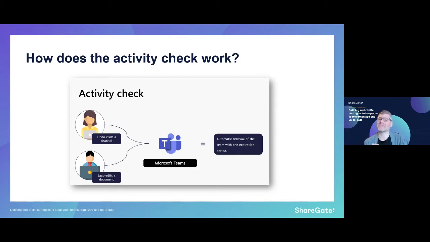So in the background, there's an activity check happening that checks if somebody visits a channel or if somebody does something with a document. In this example, we call it editing, but it can also be sharing or creating a document. But in that case, the team should be automatically renewed for another expiration period. I gave the example of 6 months. So let's say it kicks in, it sees this activity, it will renew it for another 6 months in that case.